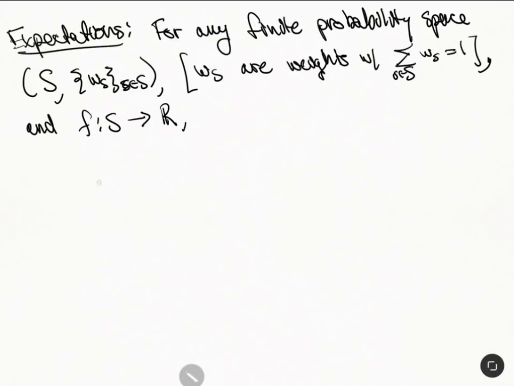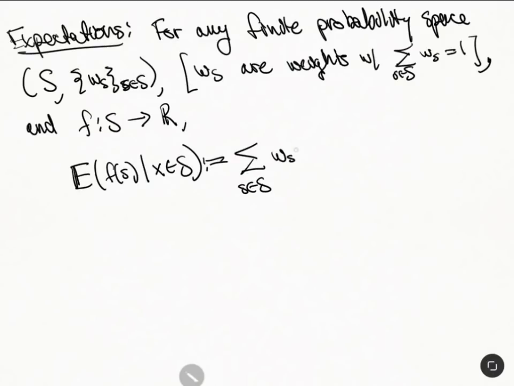So we define the expected value of f of S for x and S. This will just be the weighted sum of S and S of WS f of S. Okay, so this is just the usual thing. This is the usual expectation here.